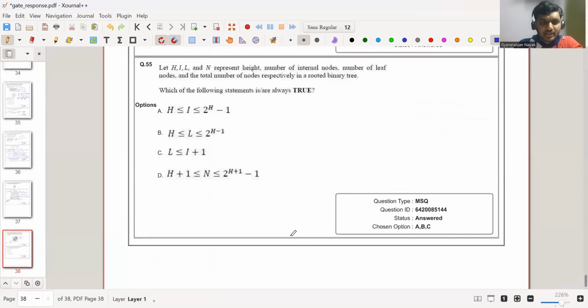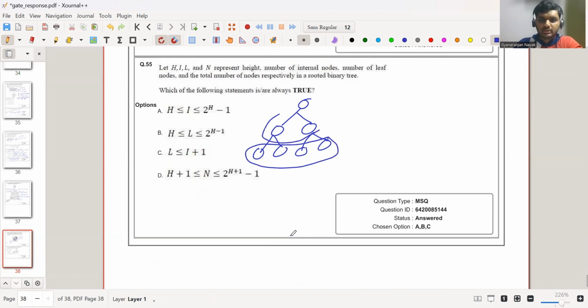So let H, I, L and N represent height, internal node, leaf and total number of nodes respectively in the rooted binary tree. Which of the following statements is true? Okay, so you all know leaf node. Okay, here leaf node is 4. Leaf node is 4 and internal node is 3.